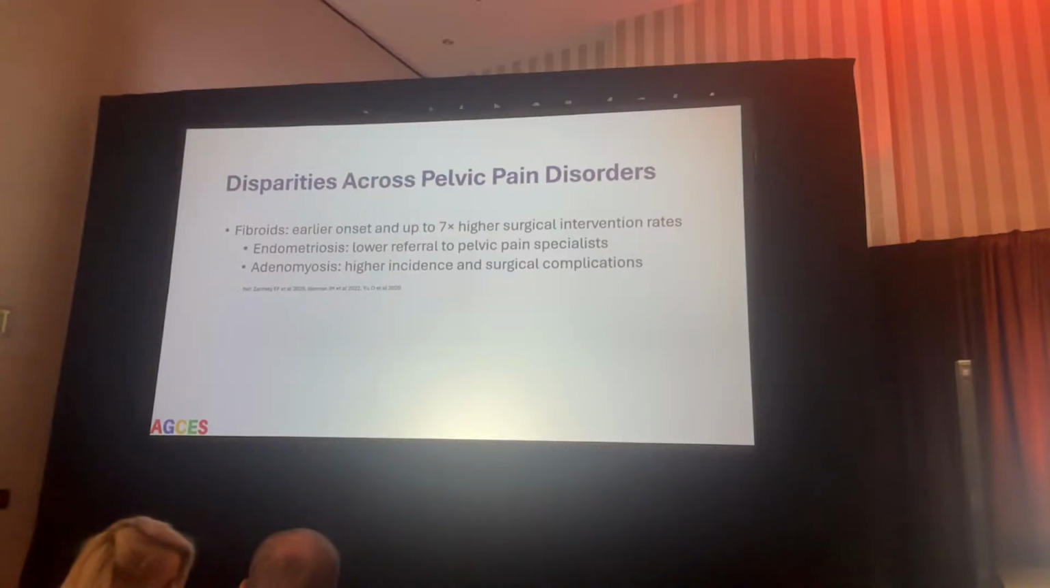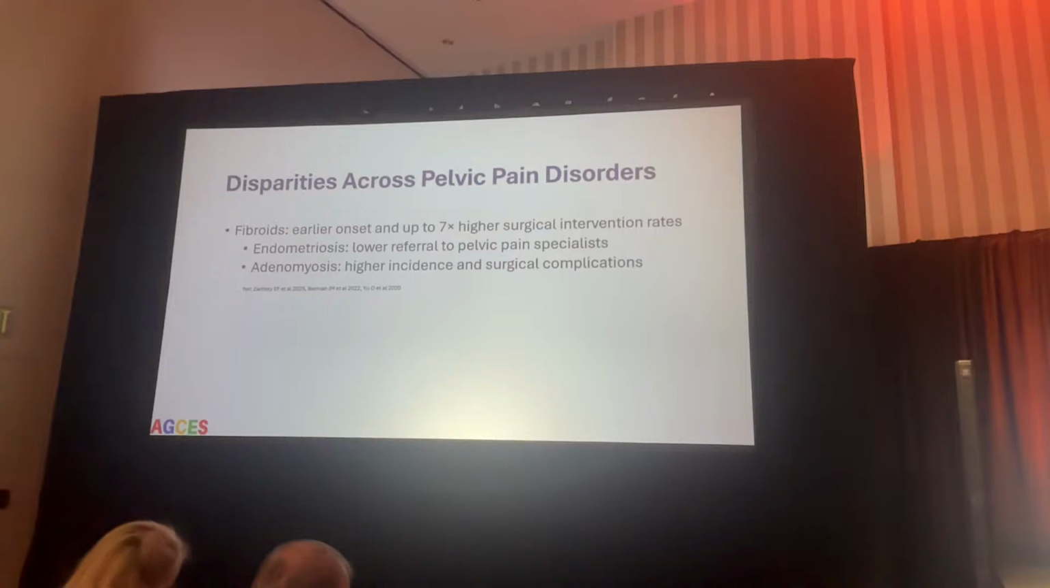This translates into a higher utilization of acute care and surgery. For example, analyses note 3-fold higher hospitalization rates, 7-fold higher rates of myomectomy, and 2-fold higher hysterectomy rates compared to white patients. And these are not just numbers, they reflect work loss, fertility impact, anemia, repeat operations, and downstream complications. What about endometriosis and pelvic pain?